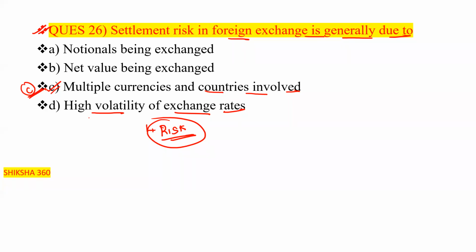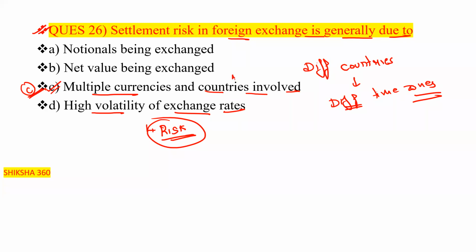High volatility of the interest rate also cannot be called settlement risk. Settlement risk arises due to the different countries involved, because that leads to different time zones. Due to the different time zones, this type of risk arises, on multiple currencies and countries involved. So option C is the answer.